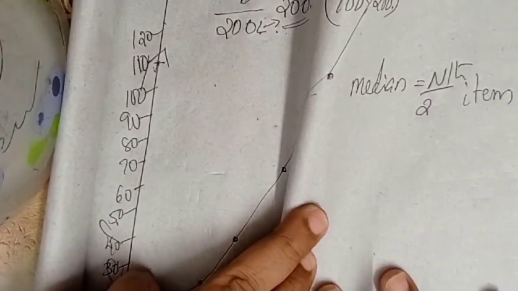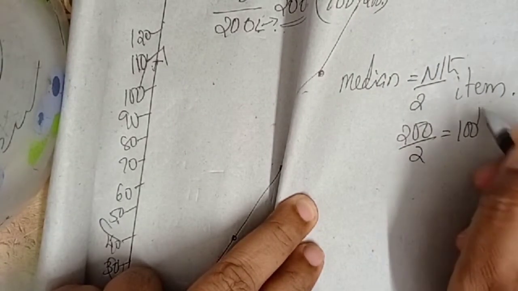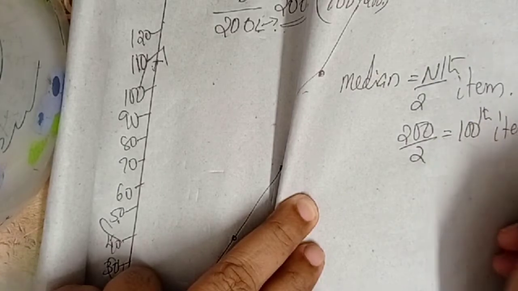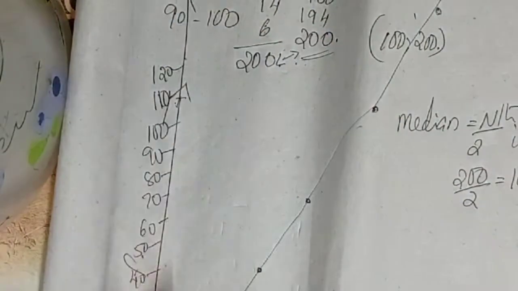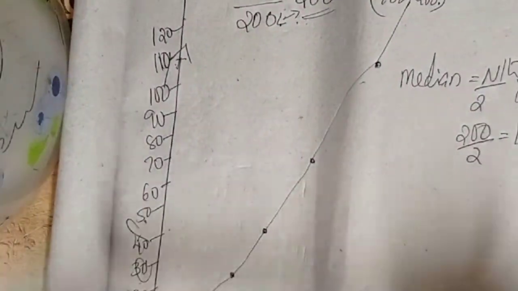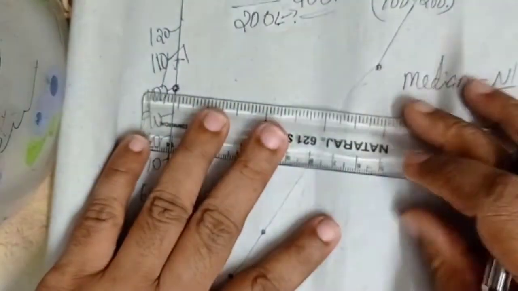Total frequency is 200. Then here write median is equal to n by 2th item. That means 200 by 2. What is the answer? 100th item. Then along this y-axis, mark the point 100. That is very important.